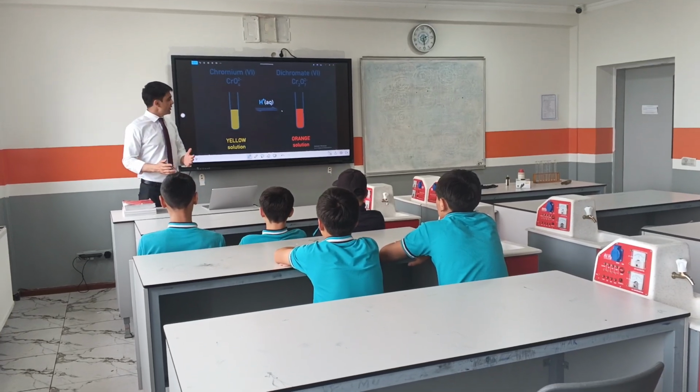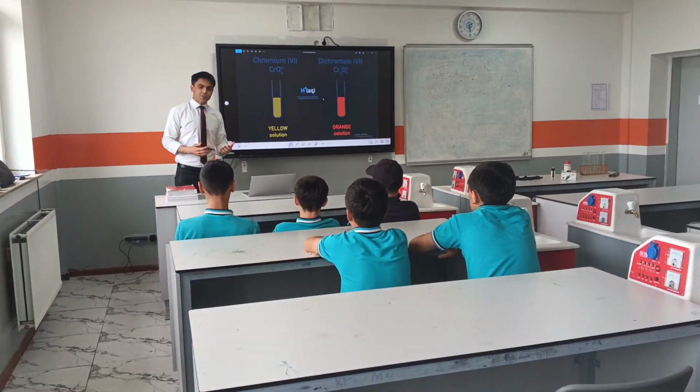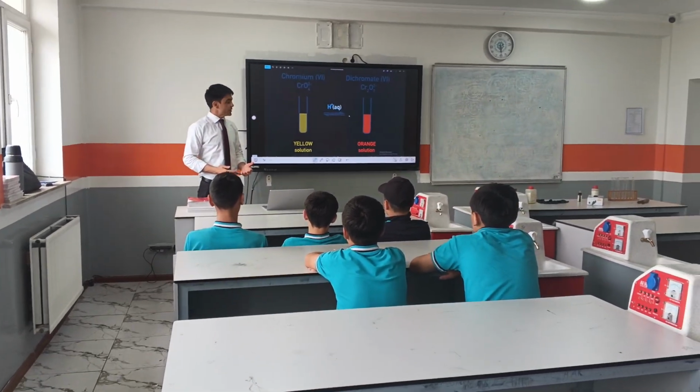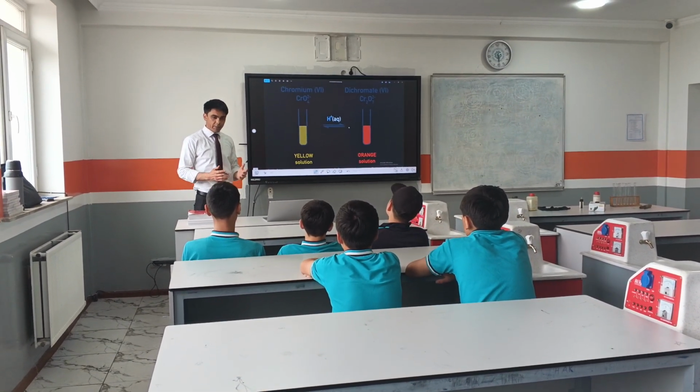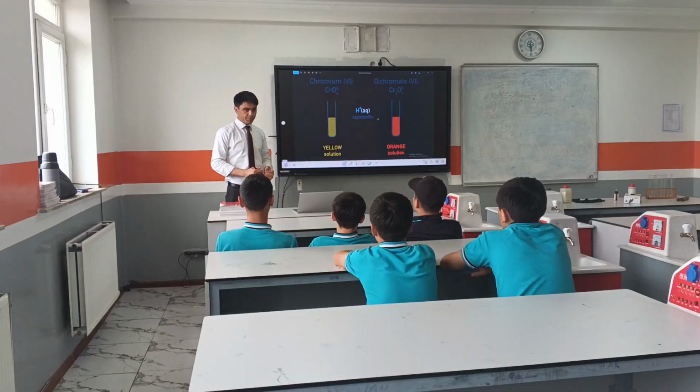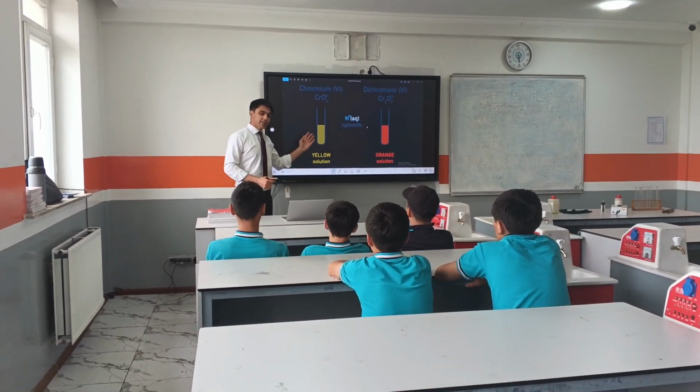Okay, so today we are going to discuss and conduct one of the most interesting and fascinating experiments in chemistry. The name of this experiment is chromate-dichromate equilibrium. So what actually happens in this experiment?